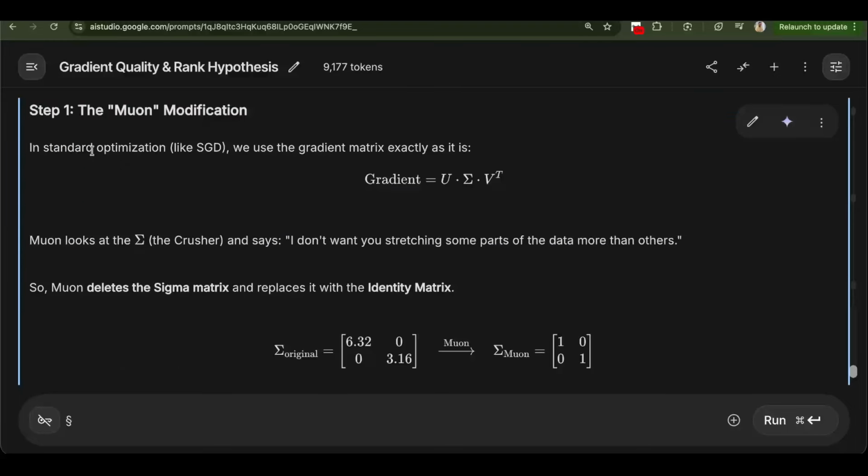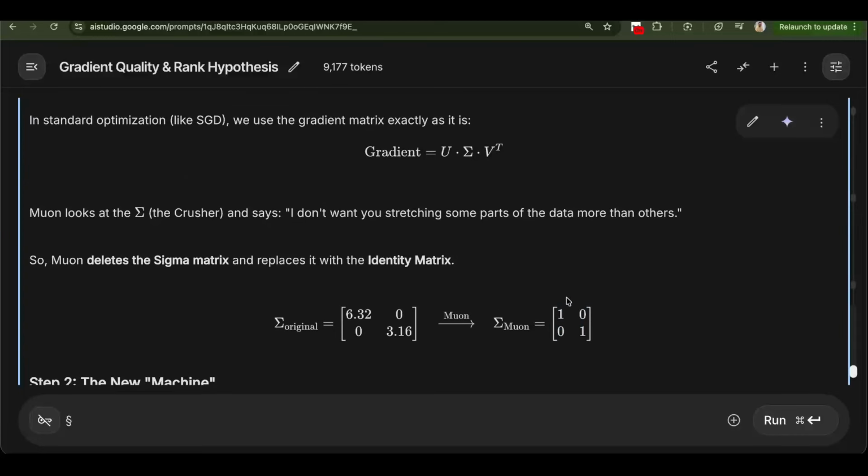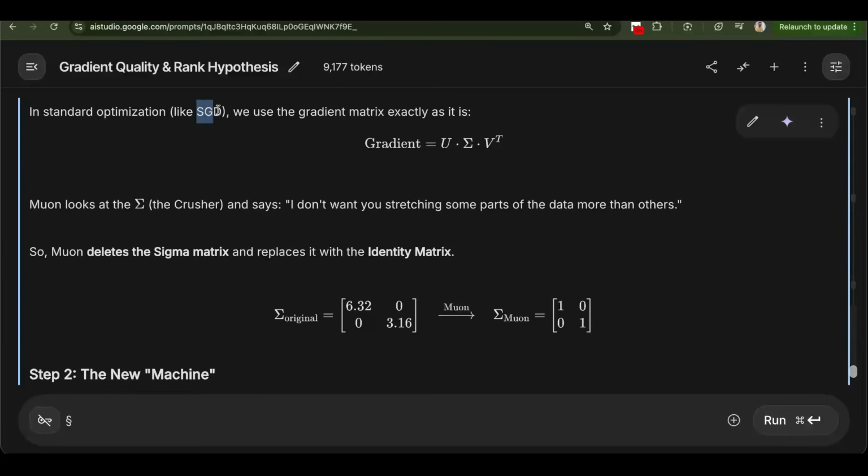In standard optimization like stochastic gradient descent, our gradient matrix is going to have these three components. Let's say the original sigma matrix that we calculated was this. What the Muon optimizer wants to do is replace that with the identity matrix, so it doesn't actually stretch or squish anything. So this is the stochastic gradient descent optimizer, and this is the Muon optimizer, and Muon is better. It works better, and it's our goal to figure out why it works better.